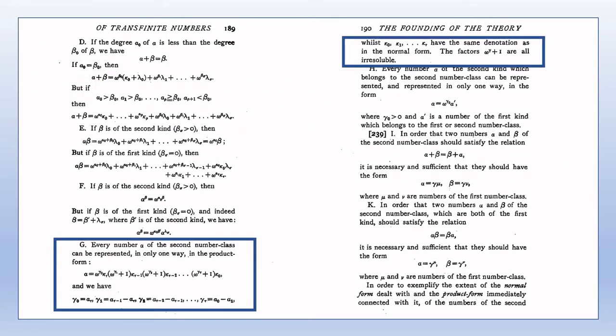Theorem G, the derivation of the products form of alpha, is virtually identical to the derivation of the products form of phi in section 17. A little more care has to be taken when dealing with the powers of omega, but the argument is roughly the same and I won't repeat it here.